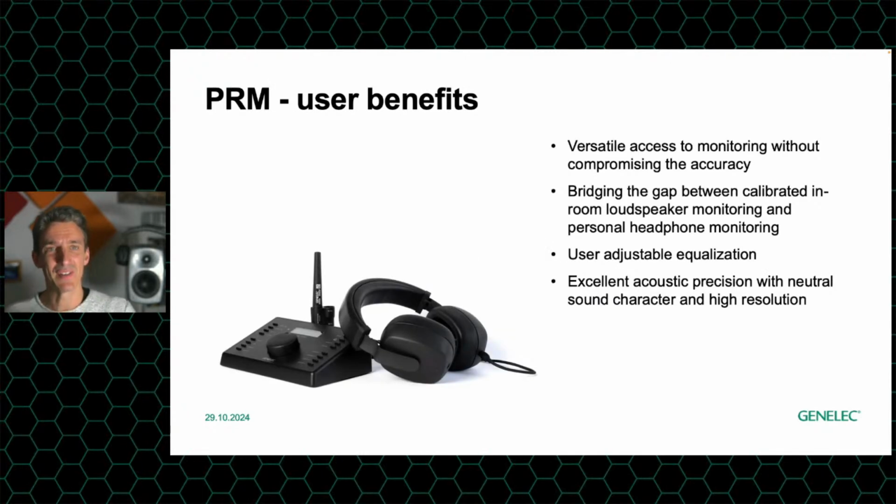The main user benefits of the PRM are that you get versatile access to monitoring without compromising accuracy. So versatile access means that you don't have to sit in a studio. You can also sit in your kitchen, or you can sit in a hotel room, or you can just be on a train and things like that. So you can use this setup in all mobile applications. And the next sentence you already know.